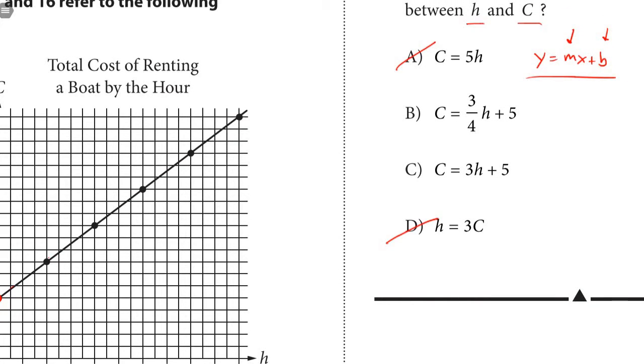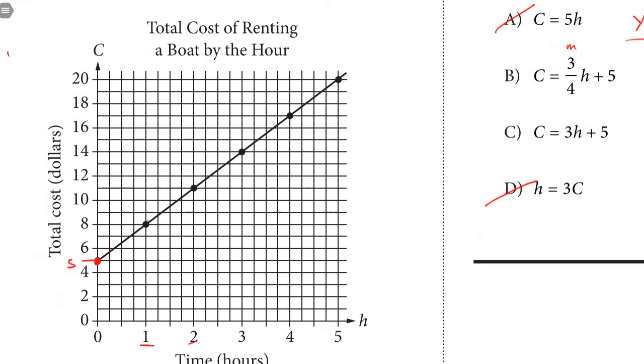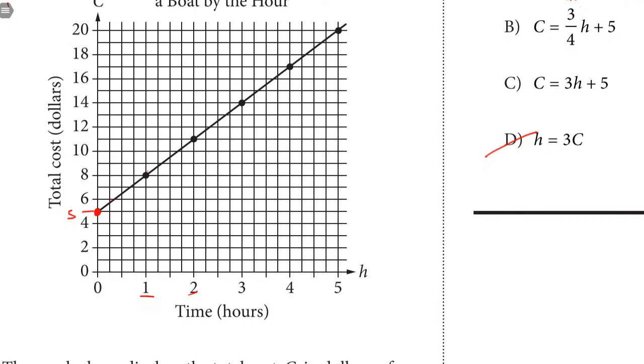Alright, so the difference between B and C is in the slope, in my m. Is it 3/4 or is it 3h? Okay, so remember, slope, just as a quick refresher, is equal to the change in y over the change in x. Alright, rise over run. So let's try that out here in blue.